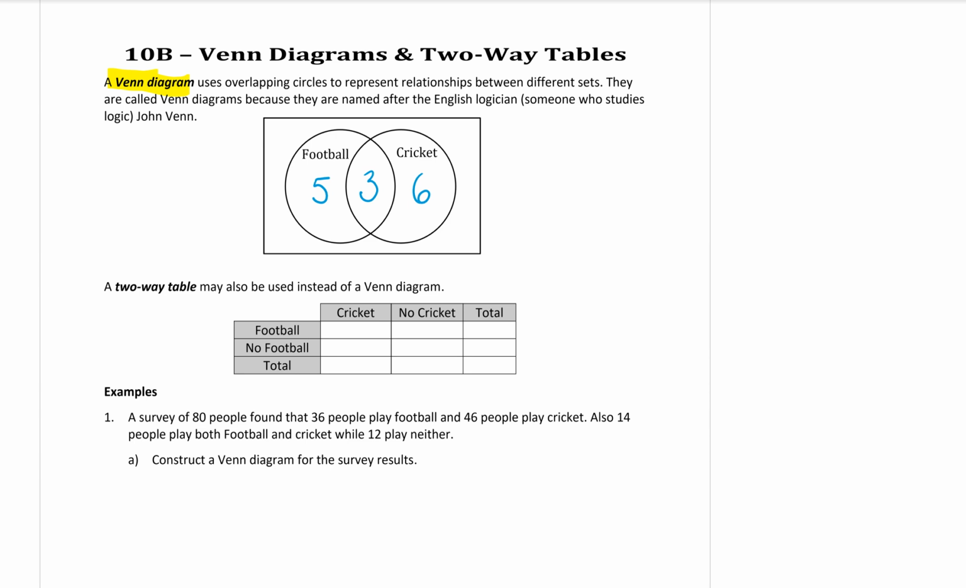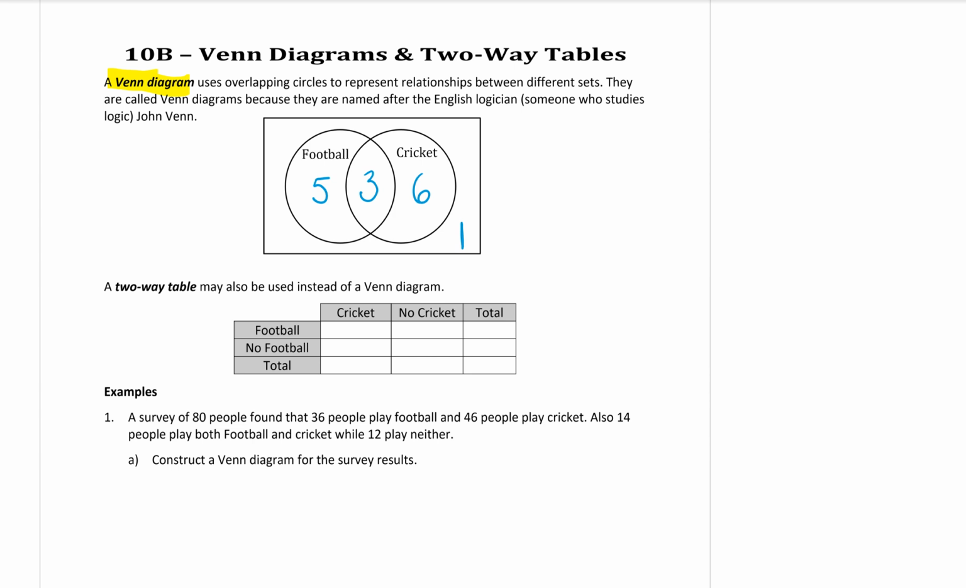If I put a 6 over in this section, that means there are 6 people that like cricket but not football. And finally, you can also have a number outside of your circles out here. So I'm going to put the number 1 out here, and that means that there is one person that does not like football or cricket.